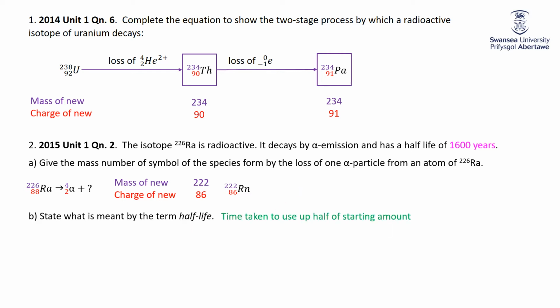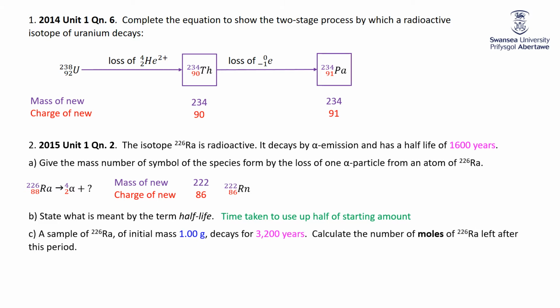What's the half-life? The time taken to use up half of the amount with which you started. A sample of initial mass 1 gram is kept for 3200 years. Calculate the number of moles of radium left after this period. We know the half-life is 1600 years, 3200 is twice that, so that's 2 half-lives. We start with a gram, so after 1 half-life we'd have half a gram, after a second half-life we'd have half of a half, or a quarter of a gram, so 0.25 grams left. We want the number of moles, so we divide that by the molar mass, 226, and we get 0.00111 moles.